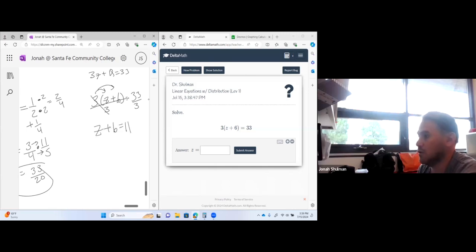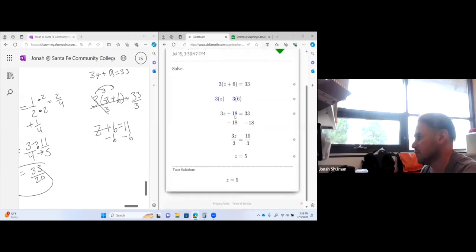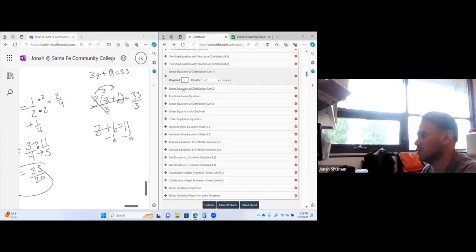So z plus 6 is 11. What's the answer? Your answer is 5. Show them the fast way. They will thank you for it. They obviously did the long way. There's way more steps here. Bigger numbers, more chances for students to make a mistake, while you can just divide both sides by 3 first.